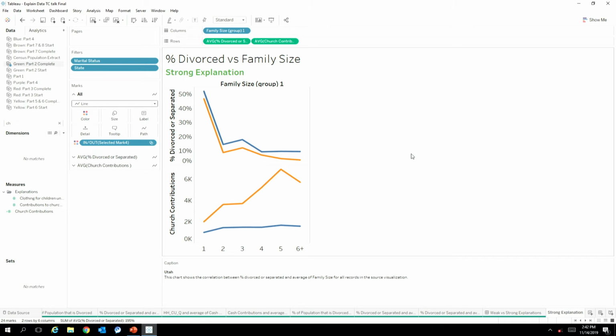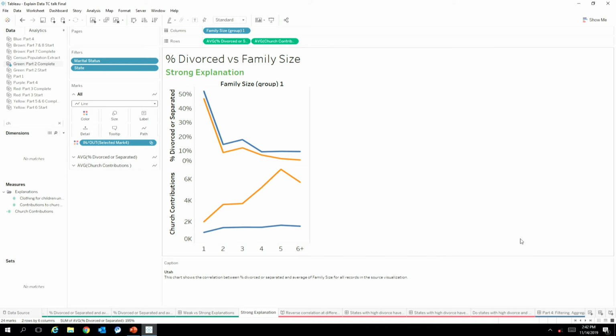And so if we wanted to make the first explanation, which is like, there are Mormons in Utah and Mormons don't get divorced, a better line of reasoning would be to say that people who are Mormon value large families, and as family size is increasing, as you can see here, the divorce rate is decreasing.